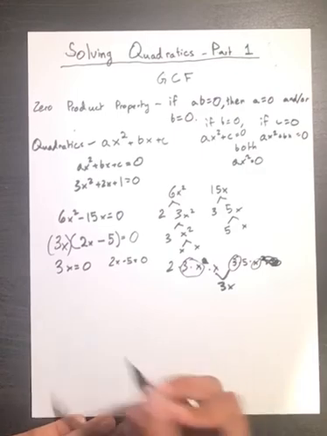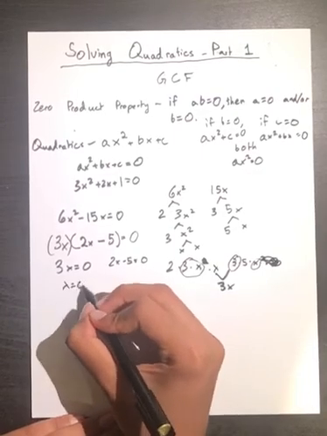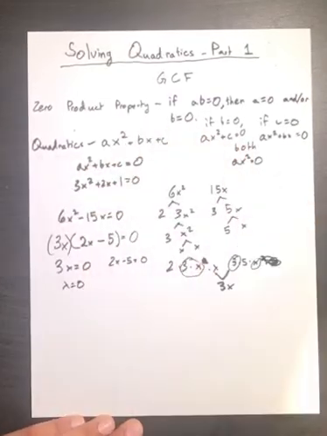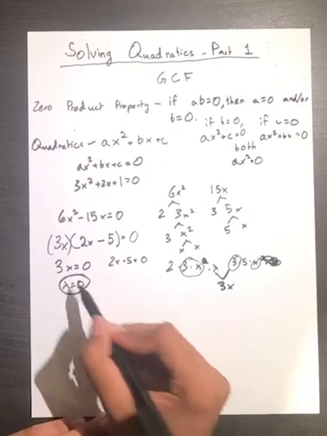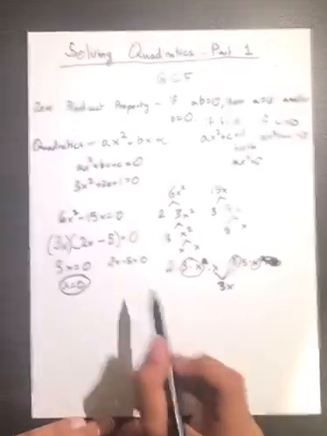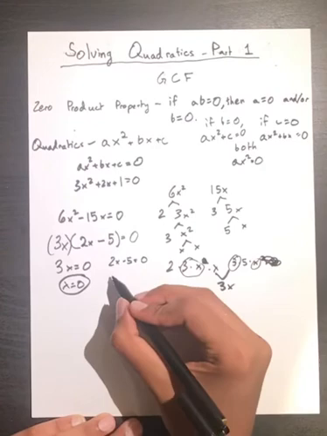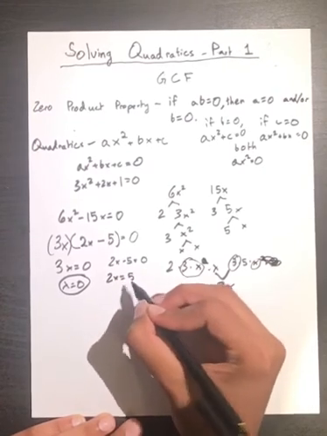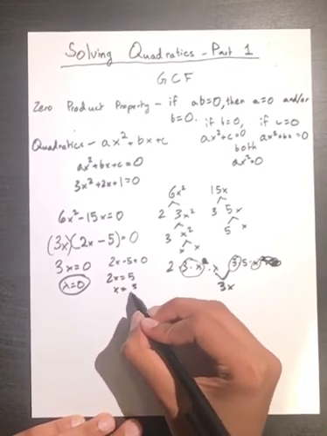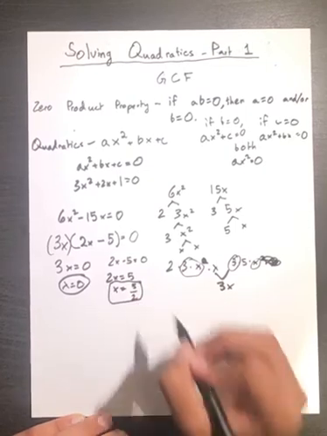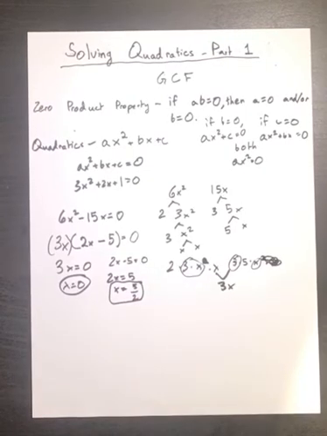Well, 3x equals 0, divide by 3, you get x equals 0. That's simple. We can use the zero product property again, and so x equals 0 is one of the solutions here. The other solution: 2x minus 5 equals 0, so 2x equals 5, and then x equals 5 halves. There is your second solution. So now we have both solutions of this equation, x equals 0 and x equals 5 halves.